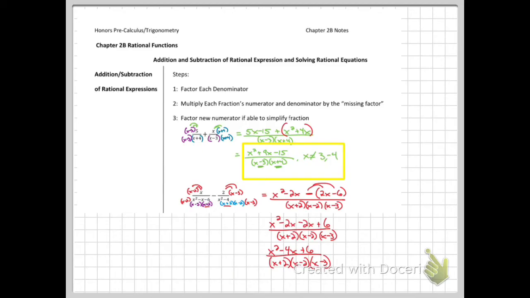So it needs to multiply to be 6 and add to be negative 4. 2 and 3 doesn't work. 6 and 1 doesn't work. So nothing factors. But my x cannot equal, based on my denominator, negative 2, 2, or 3. This is my solution.